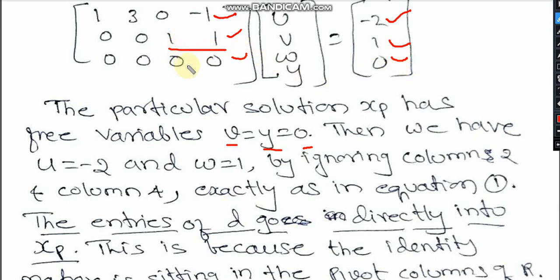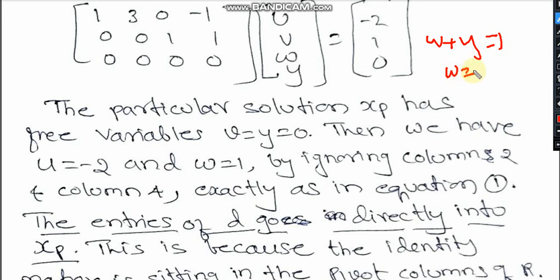So from this, what you will be getting, y is equal to 0, and from the second column you will be getting w plus y is equal to 1. So w is equal to minus y, and from the first expression we will be getting u and 3v minus y is equal to minus 2.